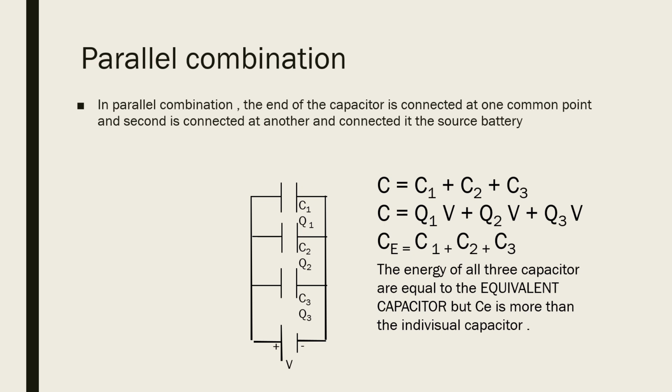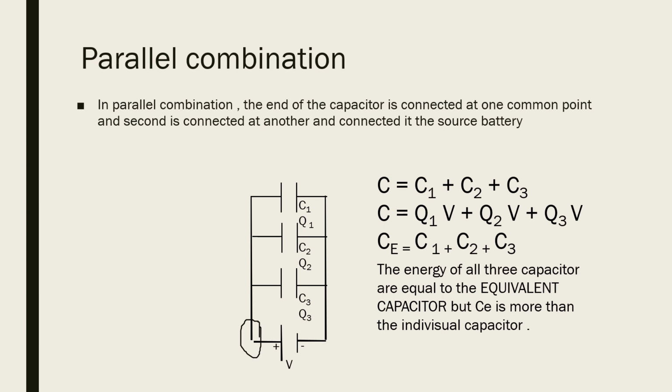Like in parallel combination, if one end or one point is disconnected from the battery, the whole circuit stops working. That's the huge difference between parallel and series circuit, or we can say that point of difference. Now in parallel combination, one end of the capacitors is connected at a common point and the second end is connected at another, and connected to the source of energy. Like all are connected at a common point.